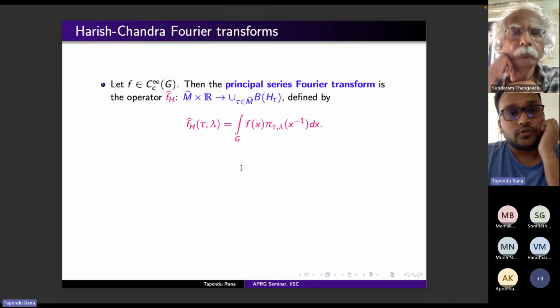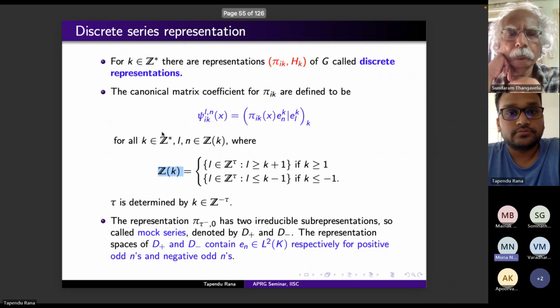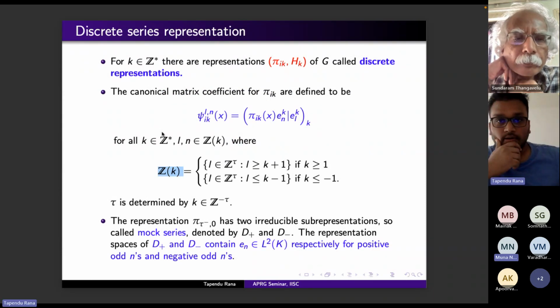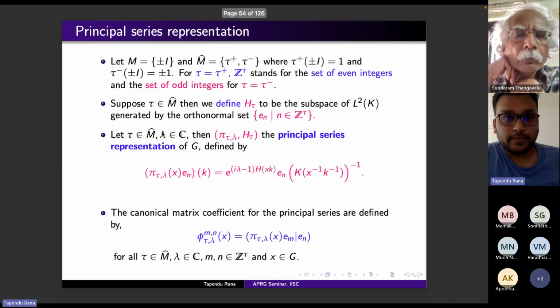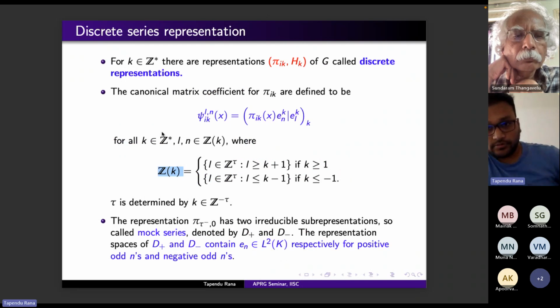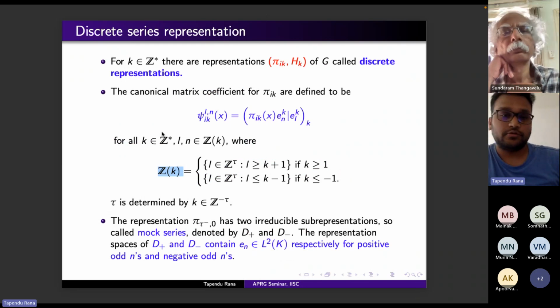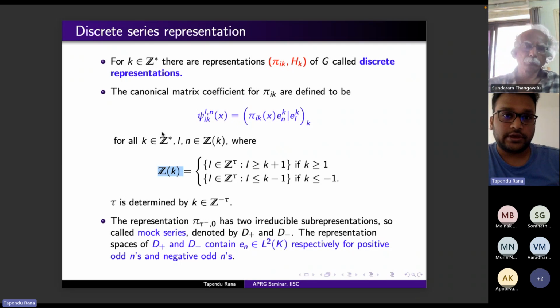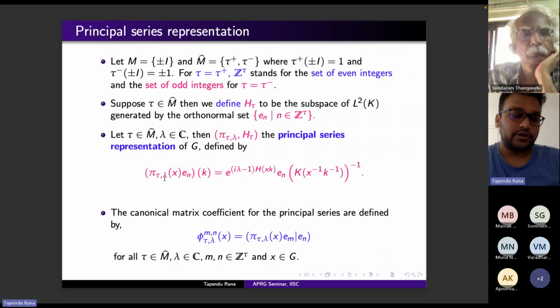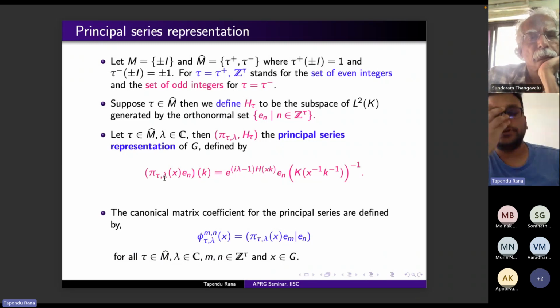Okay. So what is pi ik? What is I here? Not exactly. So the discrete representation comes from this: if we take k belonging to Z star, suppose k is an odd integer, then pi tau plus comma k actually becomes a reducible representation.